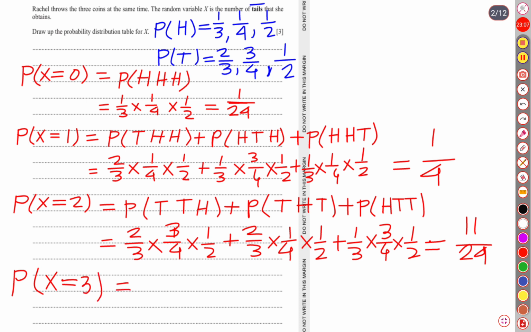So if all 3 are tails, it is 2 over 3 and 3 over 4 as well as 1 over 2 means half. So it is going to be 6 over 24 means 1 over 6. Sorry, 1 over 4. So these are the 4 possible cases of this probability. Okay. Now we will write the probability distribution table.